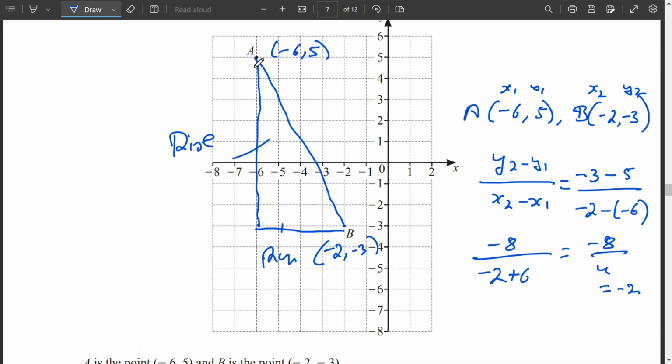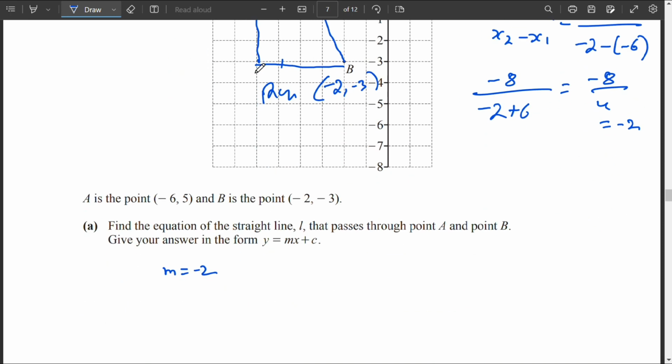And you know that for this line AB, you can take any of the points. It is passing through both A and B. So I'm taking the point A, minus 6, 5. It is passing through point minus 6, 5. So we can write the equation y equals mx plus c, where m over here is minus 2. So minus 2x plus c. Now we have to get the value of c. You substitute this point. We are substituting x as minus 6 and y as 5.